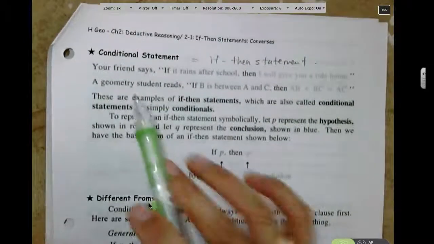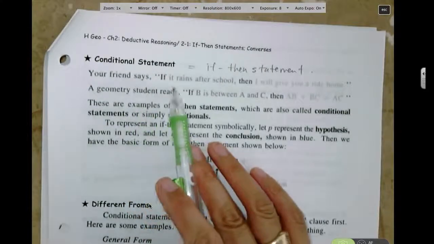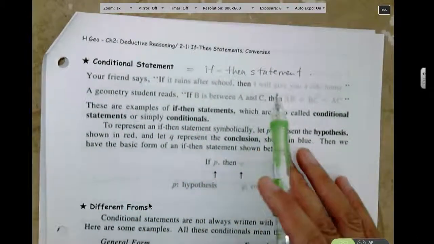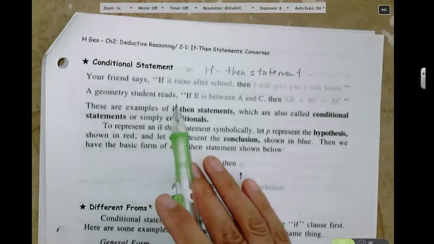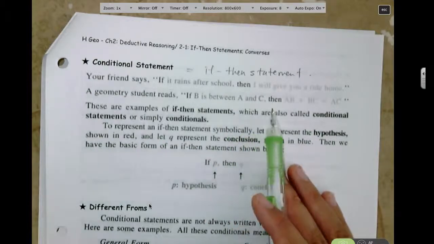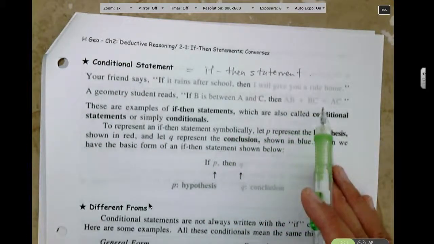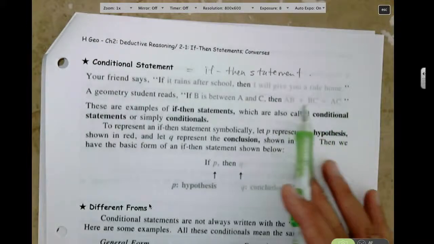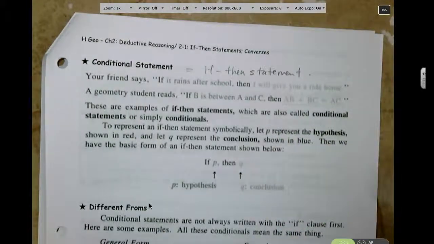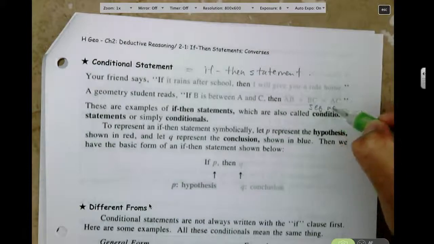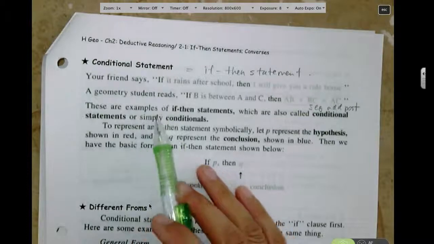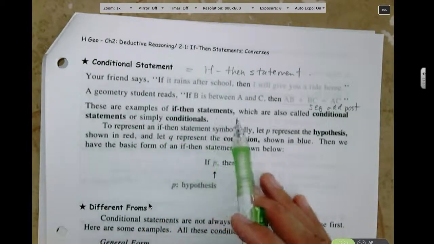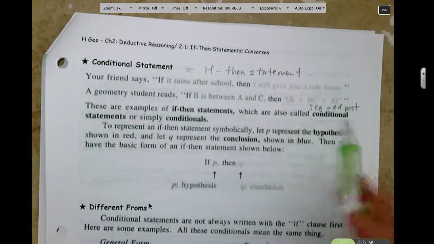So your friend says, if it rains after school, then I will give you a ride home. A geometry student reads, if B is between A and C, then AB plus BC equals AC. Do you remember what this is? Segment addition postulate. These are examples of if-then statements, which are also called conditional statements or simply conditionals.